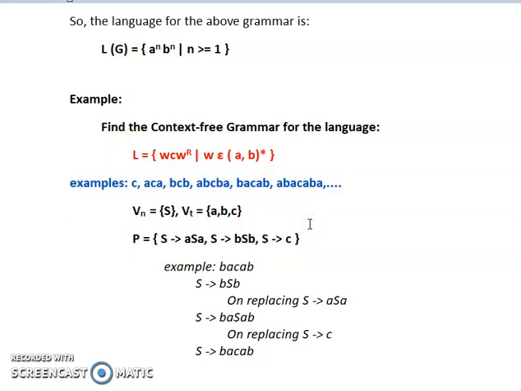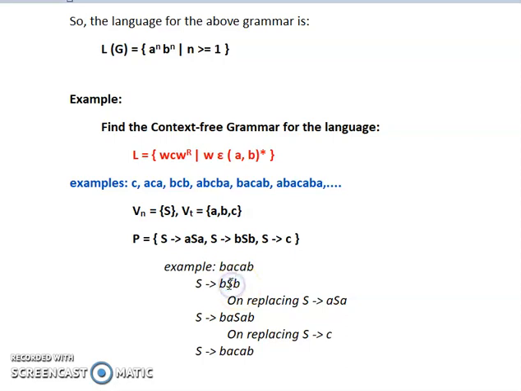Now let's check whether the grammar produced by us is correct or not. So let us take any example. Let's say we are checking for this particular string, BACAB. We are going to check whether this string is accepted by our grammar or not. Now let's start. So the first production rule we are going to take is S tends to BSB.